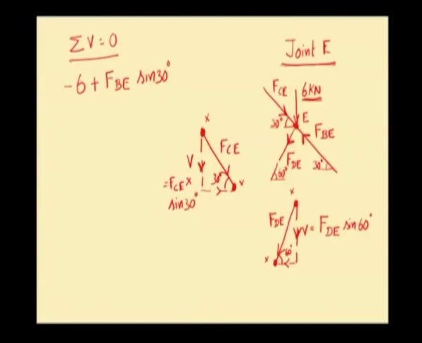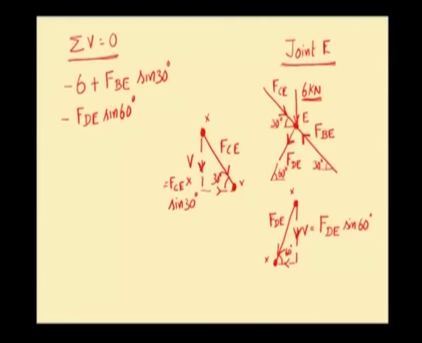We are applying the first condition of equilibrium, which is sigma V equal to 0. 6 kilonewton force acts in the downward direction, so minus 6. Vertical component of FBE will go in the upward direction. It will be plus FBE into sine 30 degree. FDE acts from this point and reaches here. So, the vertical component of FDE will be FDE into sine 60 degree. Since it goes in the downward direction, we will be putting a negative sign. So, minus FDE into sine of 60 degree.